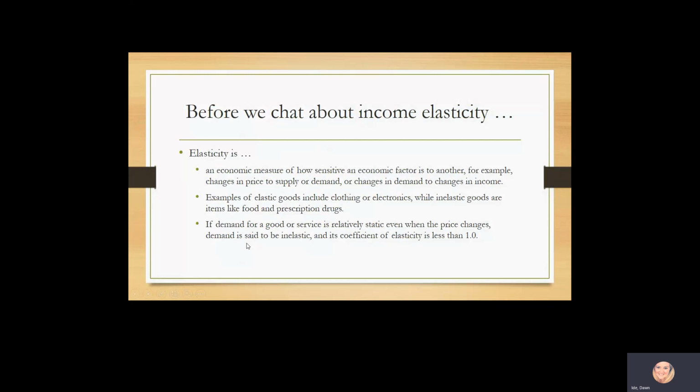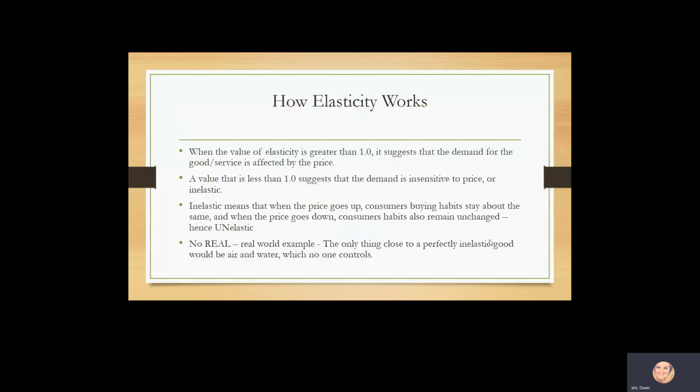Then that demand is said to be inelastic because it's not changing. So when something is inelastic, it's not changing. It's just kind of staying the same, okay? And when that happens, the elasticity coefficient, really fancy terms here, right, is less than 1. So if you have a number less than 1, it's inelastic, and that's going to matter later on.